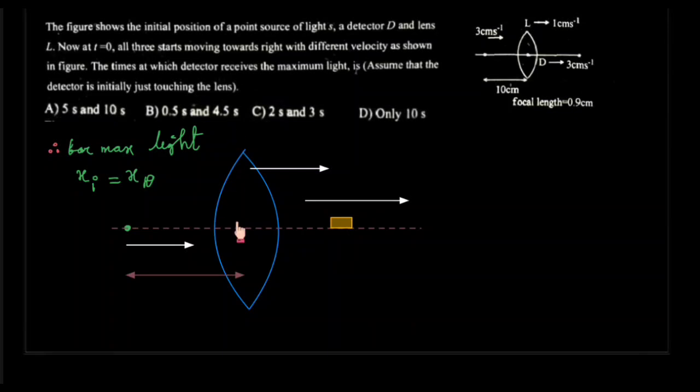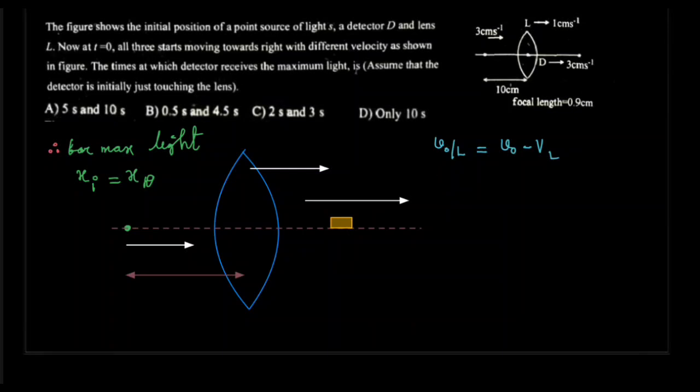If we take the lens as the reference, the velocity of this object with respect to the lens, since both are in the same direction, will be the velocity of the object minus the velocity of the lens. Clear.